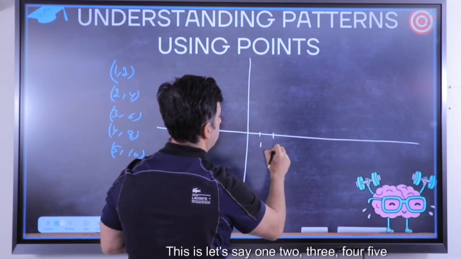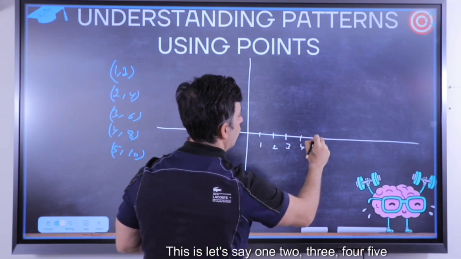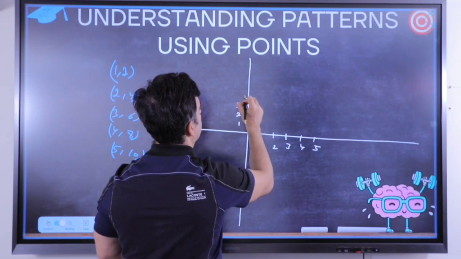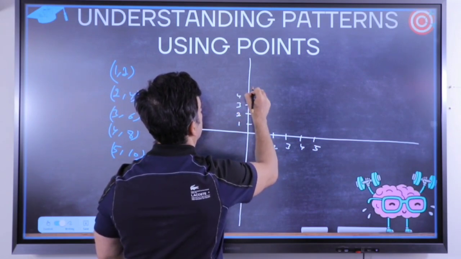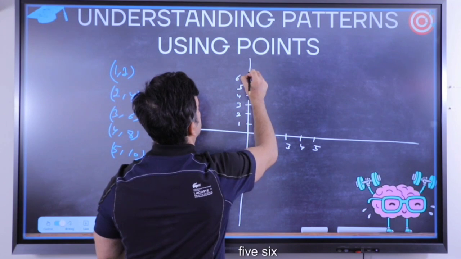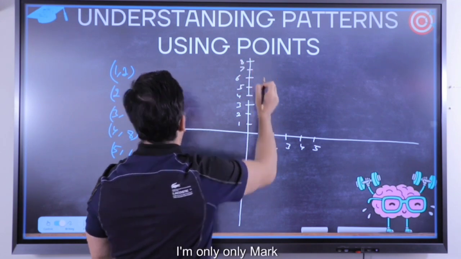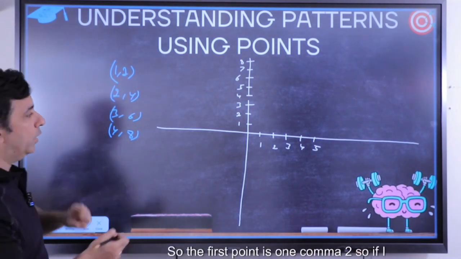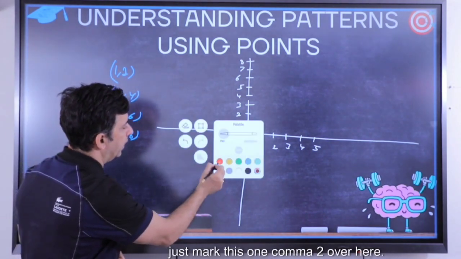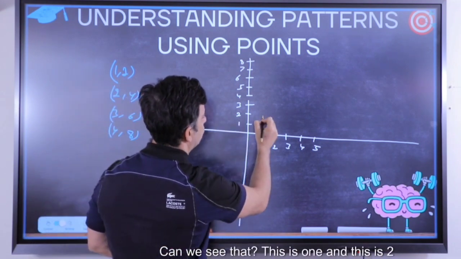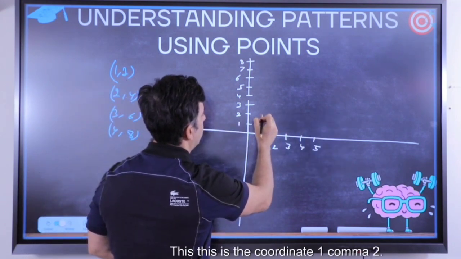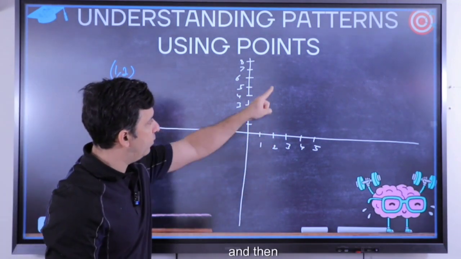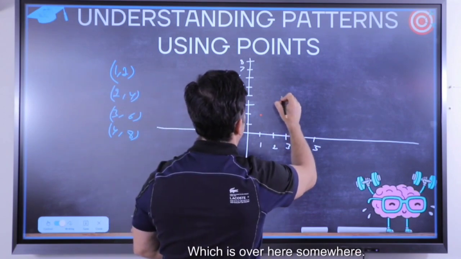This is, let's say, 1, 2, 3, 4, 5, and this is again 1, 2, 3, 4, 5, 6, 7. Okay, I'm only marking till 8, so I'm not taking this last point. So the first point is 1 comma 2. So if I just mark this 1 comma 2 over here, can we see that this is 1 and this is 2? So the point is over here. This is the coordinate 1 comma 2. Next comes 2 comma 4, which means 2 here and then 4 up, which is over here somewhere.